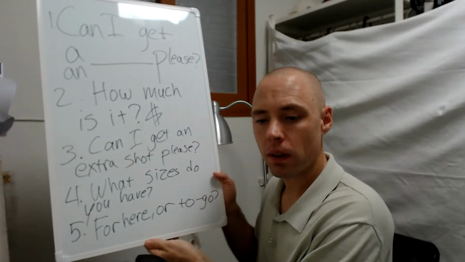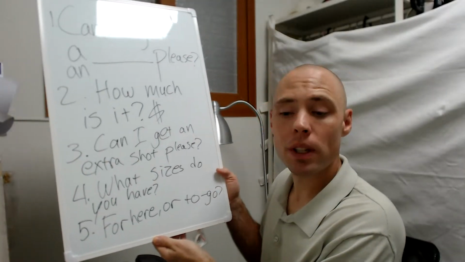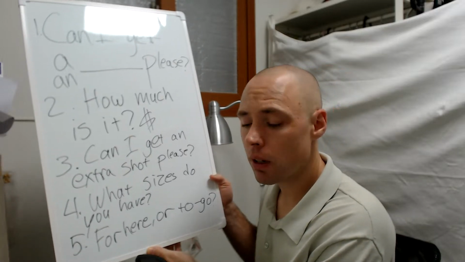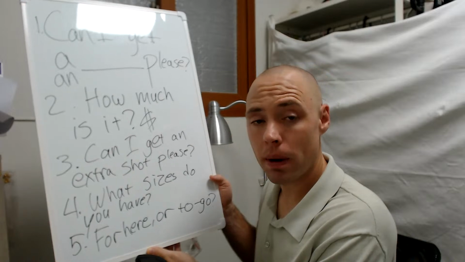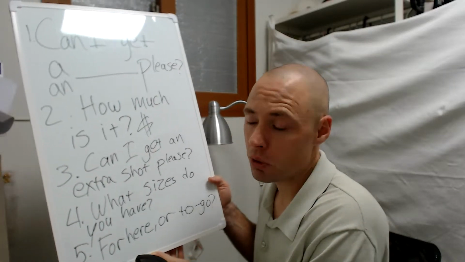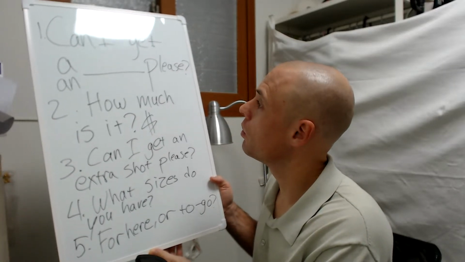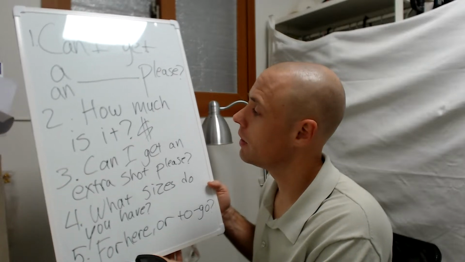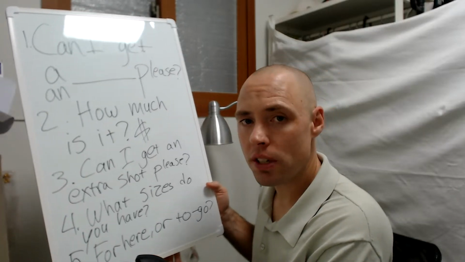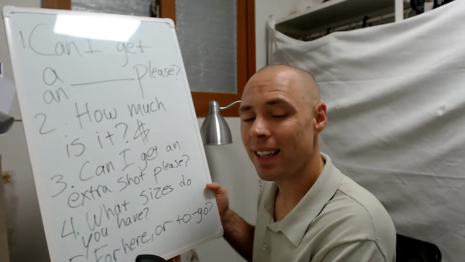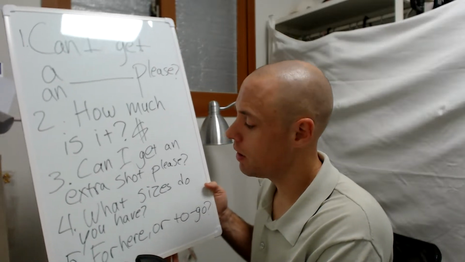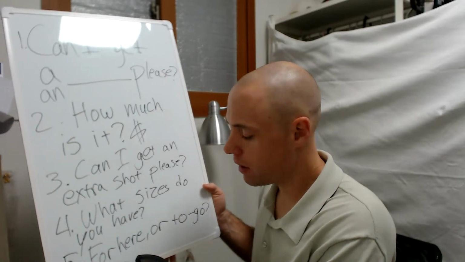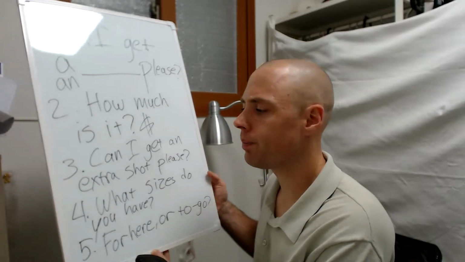Following me? Good. So just one more time, let's read through these phrases together. By the way, I know my handwriting isn't the best. It's better than it was, so that's a good thing at least. Here we go. Number one, can I get an iced latte, please? Number two, how much is it? Number three, can I get an extra shot, please? Number four, what sizes do you have? And number five, for here or to go.